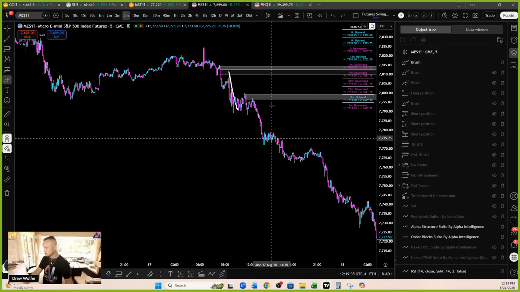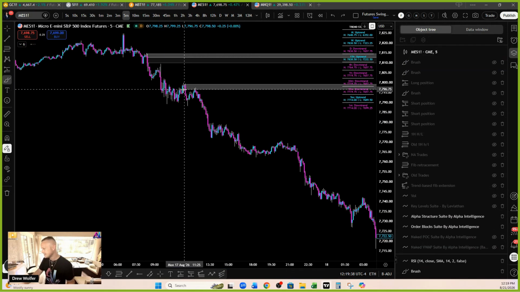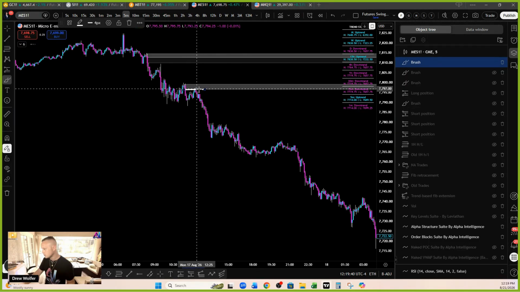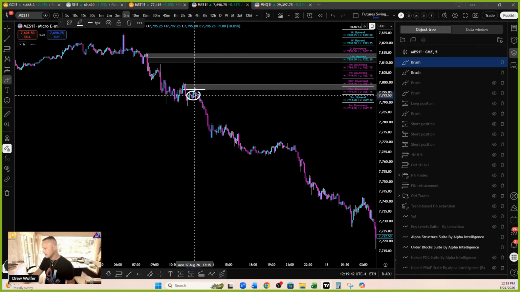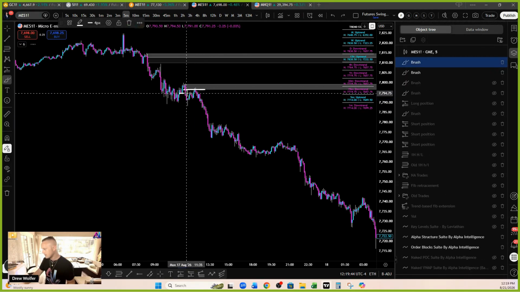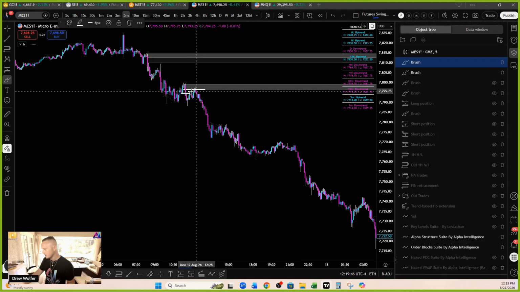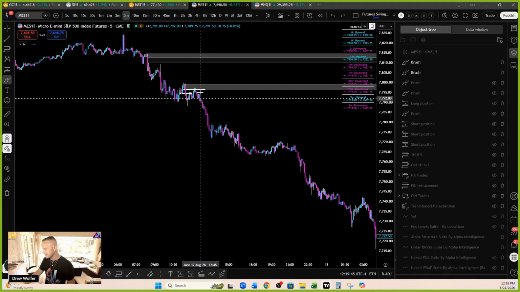This is a 5-minute chart. Now, this happened a second time where you came into this order block. You actually fully mitigated the fair value gap, because the fair value gap was from right here to right here. You fully mitigated it, and you actually tagged into the order block.